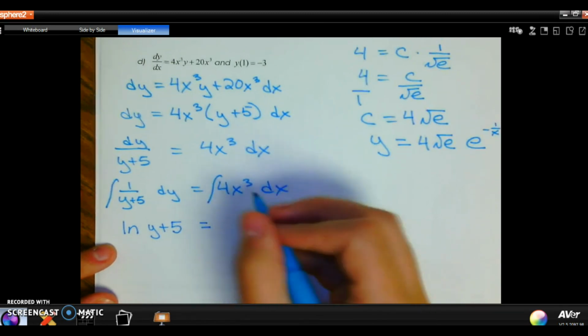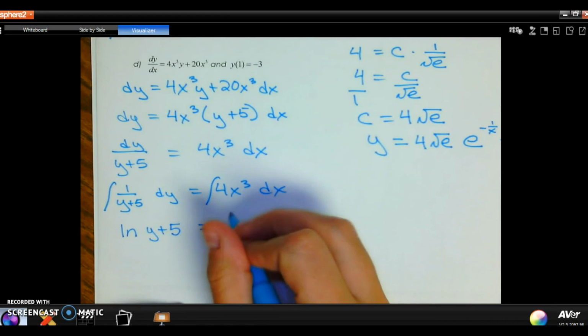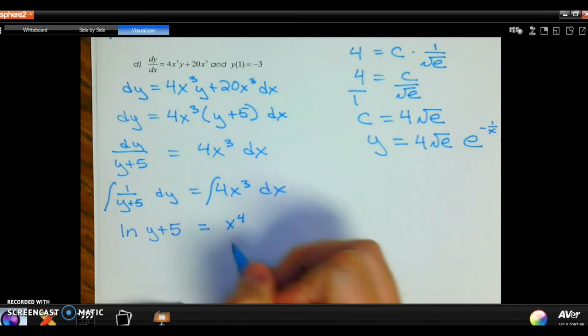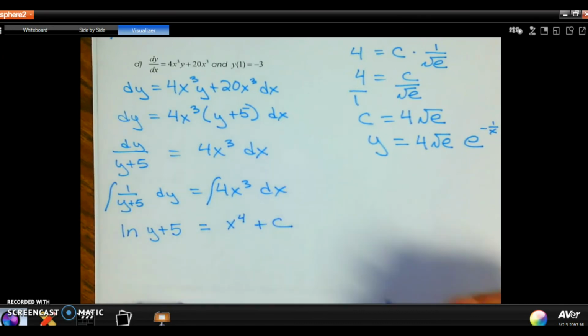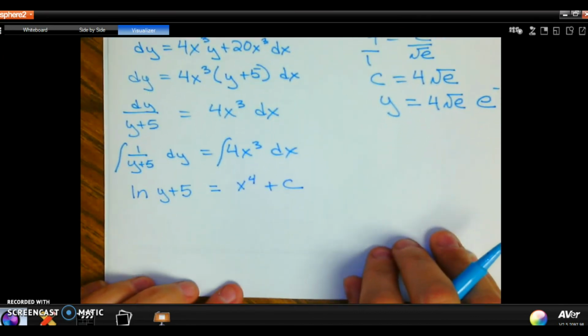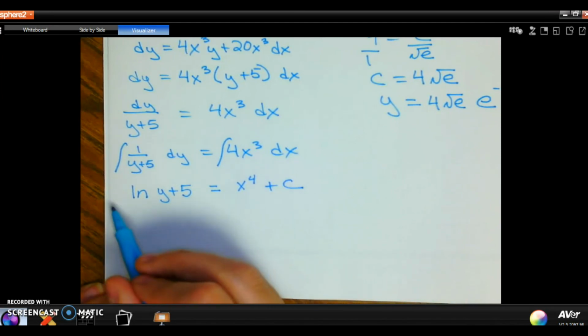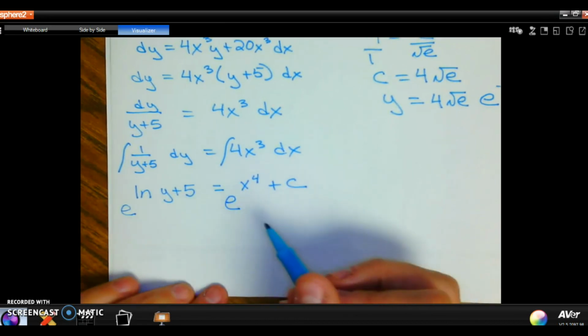equals the integration over here. You're going to add 1 to the exponent, and then when you divide by 4, that 4 and that 4 kind of kill each other off. And then don't forget your plus c. So we've got that, and our goal here is to get y by itself. So to get this y by itself, we're going to have to e both sides. So you e both sides, and then you're going to use that same property.